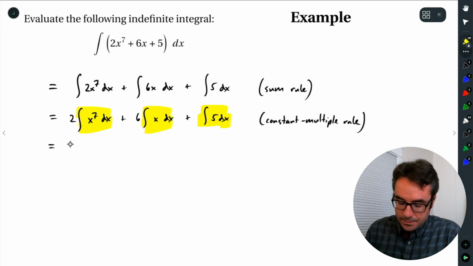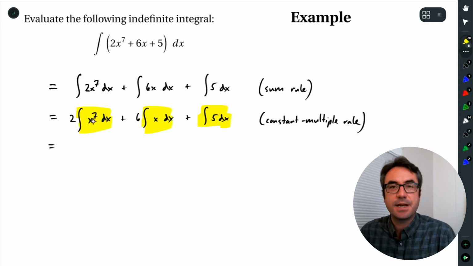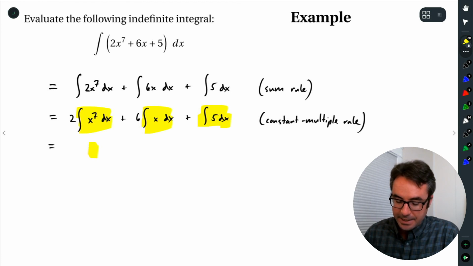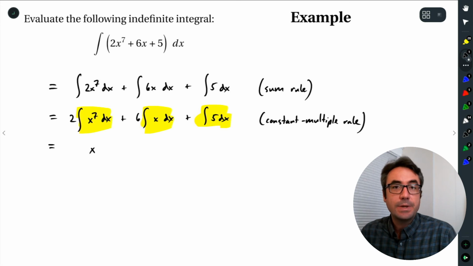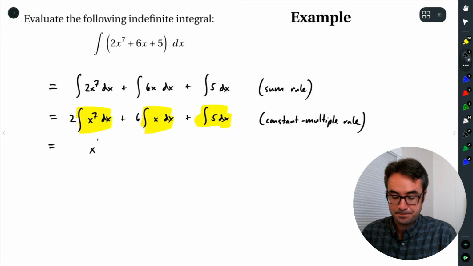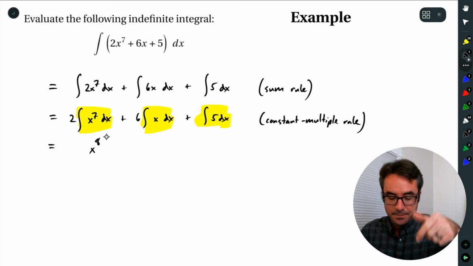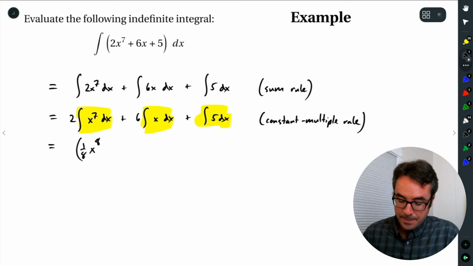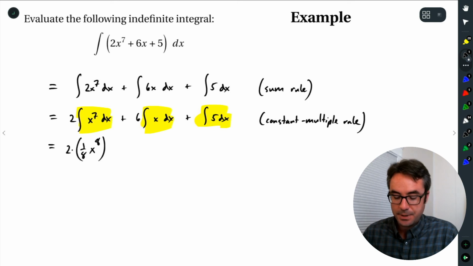So we're going to get, let's start with this x to the 7. What does the antiderivative look like there? Well, the variable is x, so we keep that the same. We add 1 to the exponent, so we go from 7 up to 8. And then we take this new exponent, 8, and we flip it and put it right in front of the x. So 1 over 8 times x raised to the power 8. And then we're going to multiply by 2 because that 2 is in front.